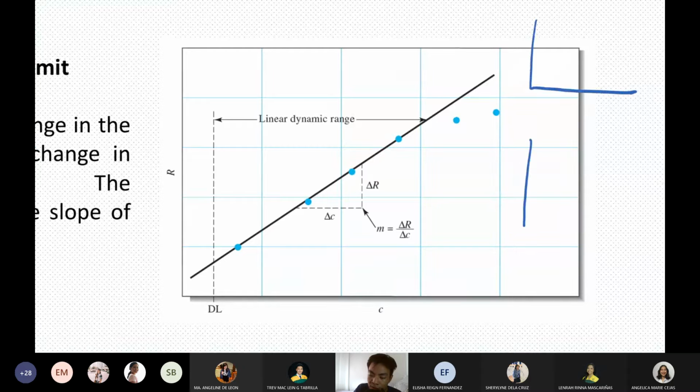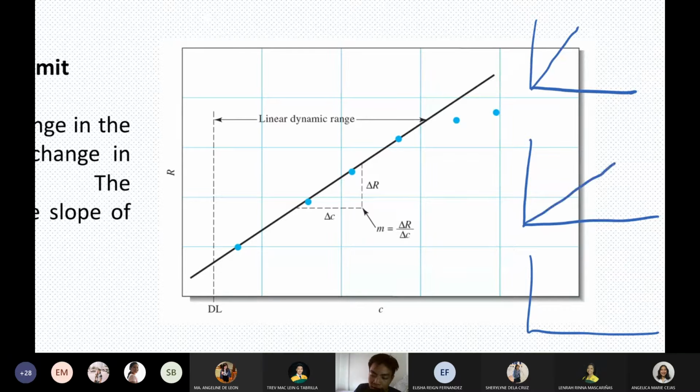So there are three types of slopes that we will encounter in Anachem. There is a very steep slope, the normal slope. When I say normal slope, that's around a 45-degree angle. And then we have a very low slope, no, which is less than the 45-degree angle.